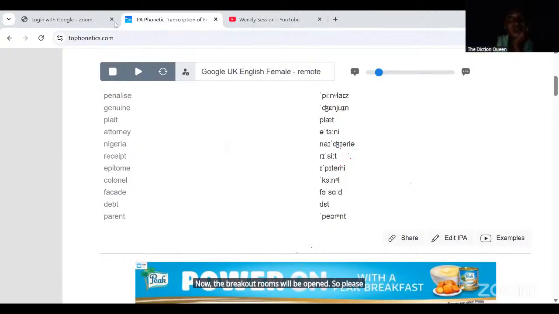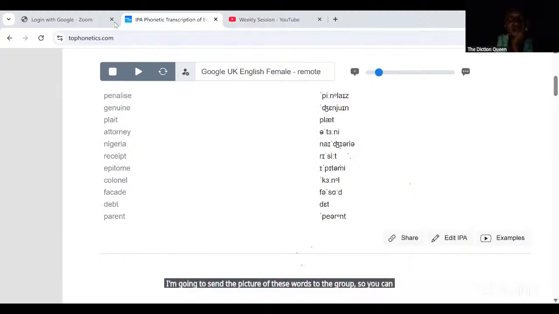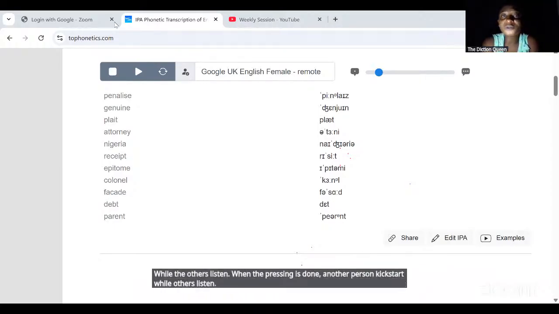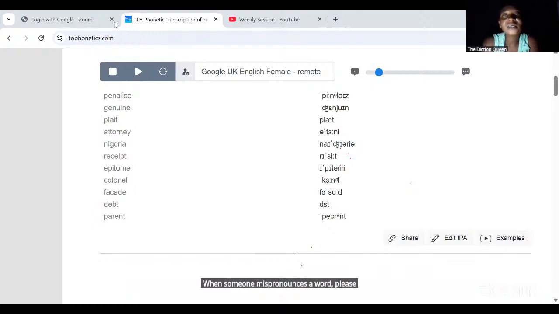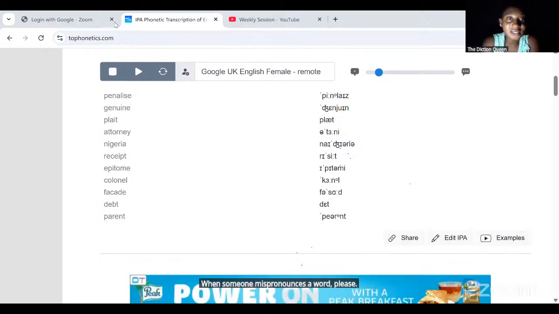So please join the breakout room. I'm going to send the picture of these words to the group so you can get the words from the group if you do not have the screenshots. Remember, I will not be in your room. You're going to get a notification asking you to join a room. Please click on join. Once you get to your room, somebody should assume the post of a leader and start while the others listen. When the person is done, another person kickstarts while others listen. When someone mispronounces a word, please correct them nicely so they can pronounce it rightly.